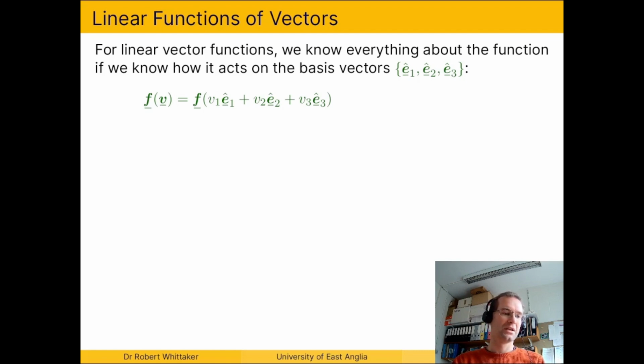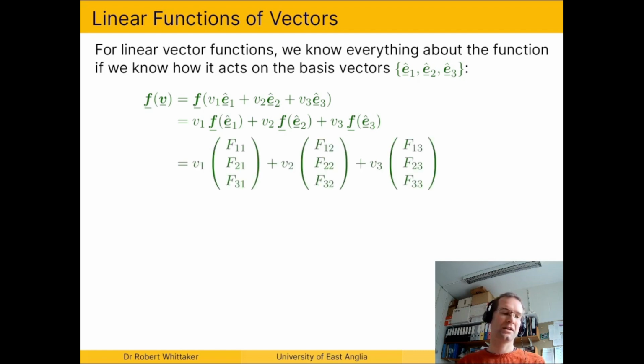f to it, because f is linear, we can write that as v1 times f of e1 plus v2 times f of e2 plus v3 times f of e3. And then if we know how f acts on these 3 basis vectors, we know what those f of e1, e2, and e3 are. They're just going to be some other vector. So let's suppose that f of e1 is equal to capital F11, capital F21, capital F31 as the components of the vector. And similarly for the function applied to the other 2 basis vectors.